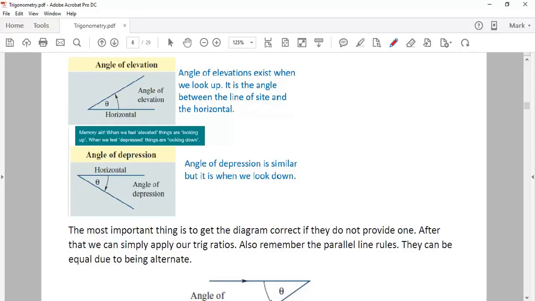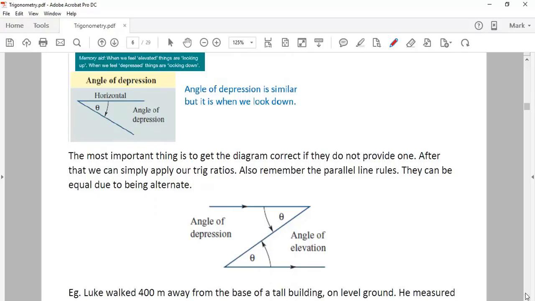Alright, so the next thing we look at is angles of elevation and depression. Angle of elevation, just think of it as if you're looking up, and that's the angle it makes. Depression, just think of it as you're looking down. The hardest part about these questions usually is getting the diagram right. But a key thing to remember is angles of elevation and depression are sort of the same thing because of alternate angles. You'll see when we do the examples.